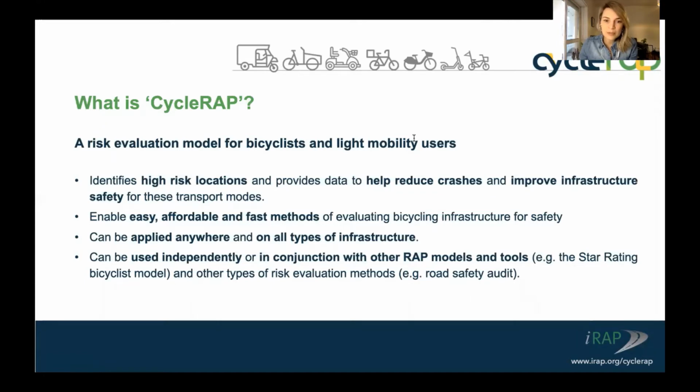So to give you a brief snapshot about the model, it is a risk evaluation model for bicyclists and light mobility users. We aim with the model to identify high-risk locations and provide data to help reduce crashes and improve infrastructure safety for these transport modes. Like the other models that iRAP has, we want to apply the CycleRAP model worldwide and in all types of infrastructure in an easy, affordable, and fast way of evaluating bicycle infrastructure for safety. It can be used independently or in conjunction with the other RAP models and other types of risk evaluation methods like road safety audits.